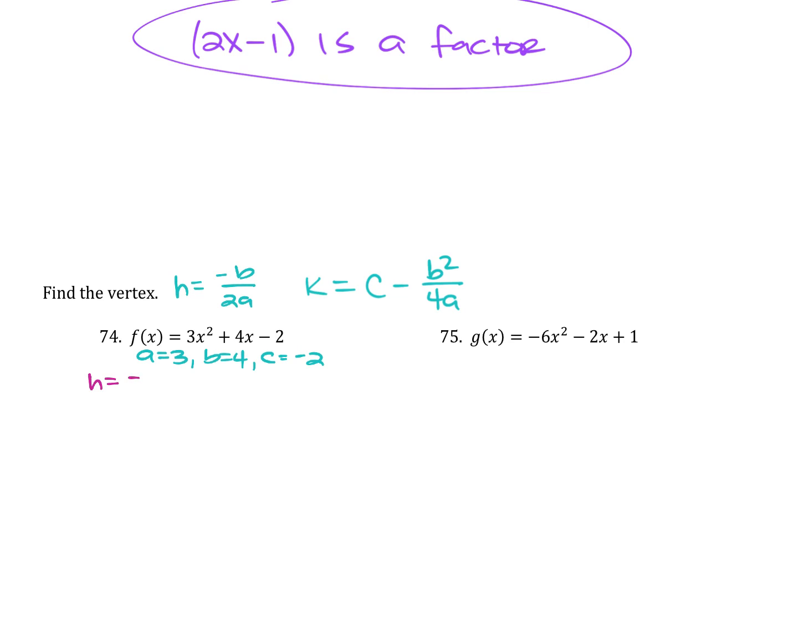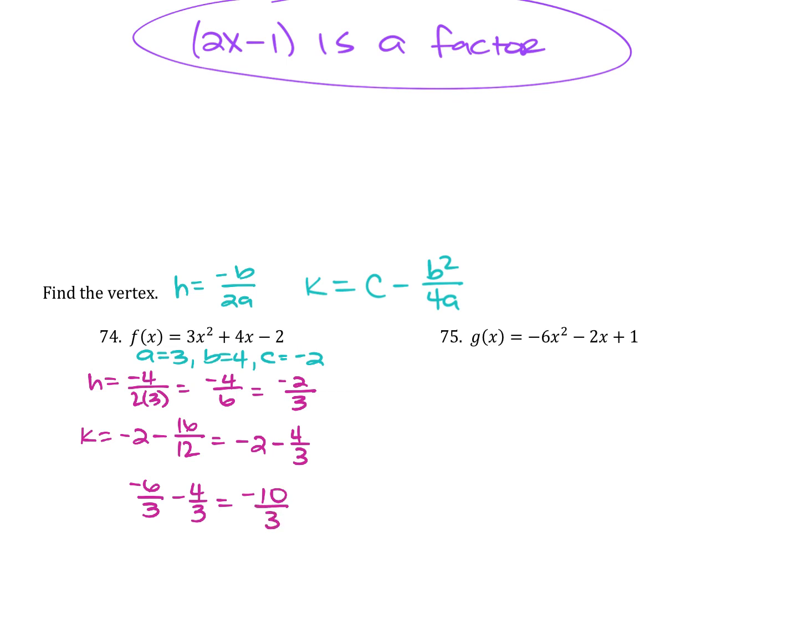So your h is going to be the opposite of 4 over 2 times 3, which is -4 over 6, which simplifies to be -2 over 3. Your k is c, which is -2, minus b squared, so 4 squared is 16, over 4 times a, which is 4 times 3, that's 12. That's going to equal -2 minus the 16 and the 12 are divisible by 4, so that's 4 over 3. The -2 can turn into something over 3, so that's going to be -6 over 3 minus 4 over 3, which is -10 over 3. So if your h is -2 thirds, and your k is -10 thirds, the ordered pair, -2 thirds, comma -10 thirds, is your vertex.